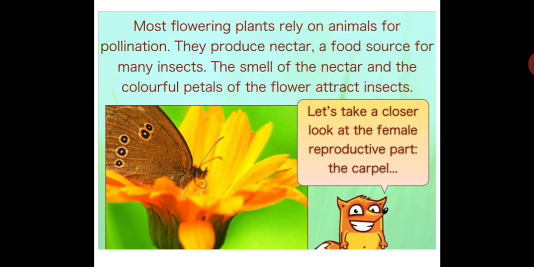Most flowering plants rely on animals for pollination. They produce nectar, a food source for many insects. The smell of nectar and the colourful petals of the flower attract the insects. So the bees and the insects and the birds, they're flying through the air and they see the beautiful flowers, and then they smell the sweet nectar and they come for a drink. And then they accidentally leave bits of pollen from the male stamen all on the female carpel, which we'll learn about now. Let's look at the female part of the plant.